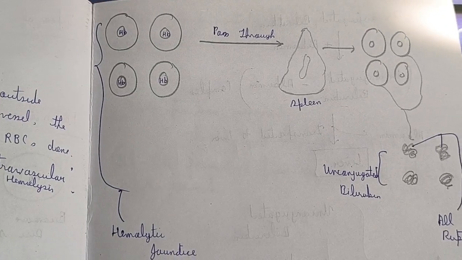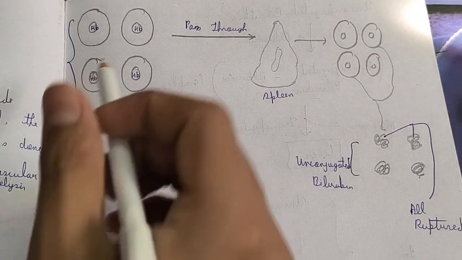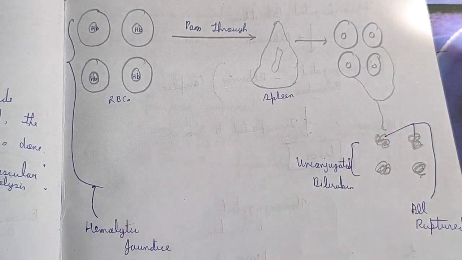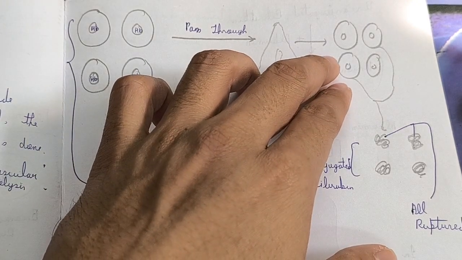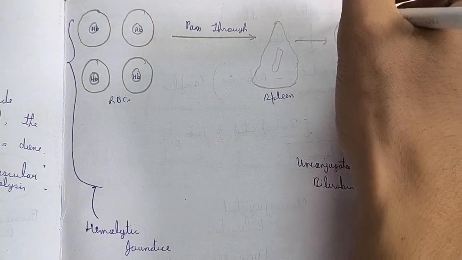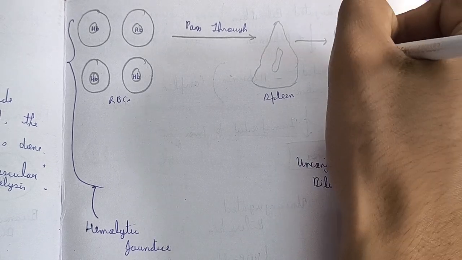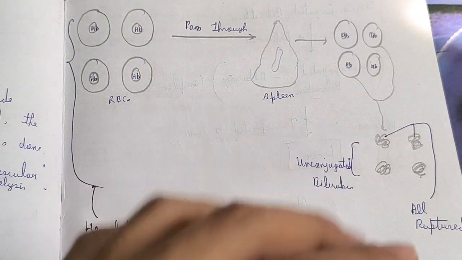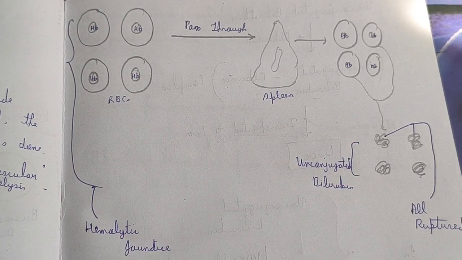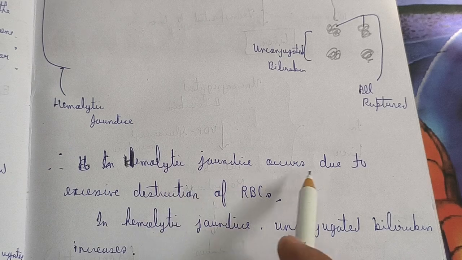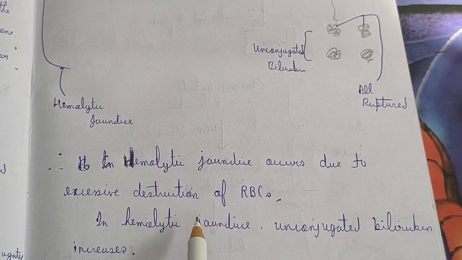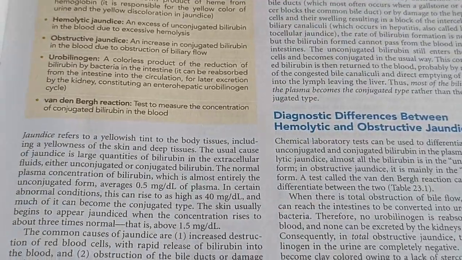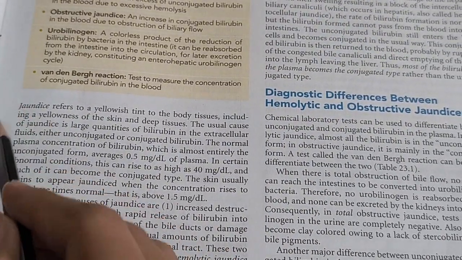But in a person with hemolytic jaundice, you can see that when RBCs pass through the spleen, they are excessively destroyed. Out of 4 RBCs, all the RBCs are destroyed, which means all rupture, that is, excessive destruction. It is just a rough diagram. Therefore, I have written that hemolytic jaundice occurs due to excessive destruction of RBCs, and in hemolytic jaundice, unconjugated bilirubin increases.